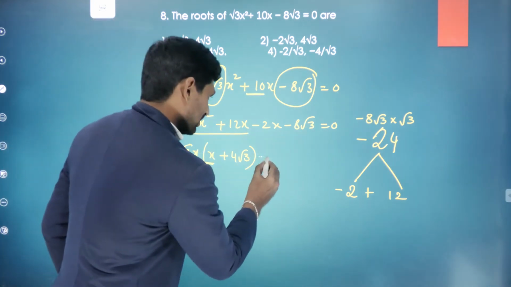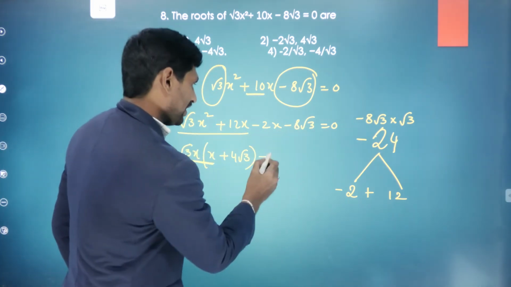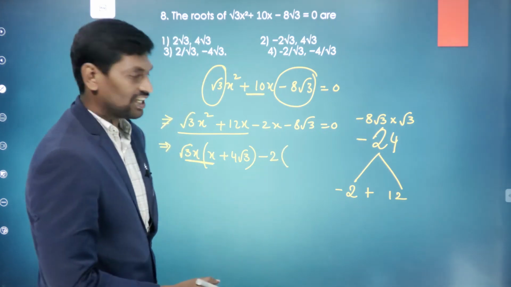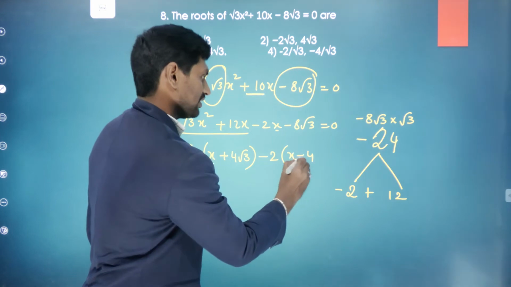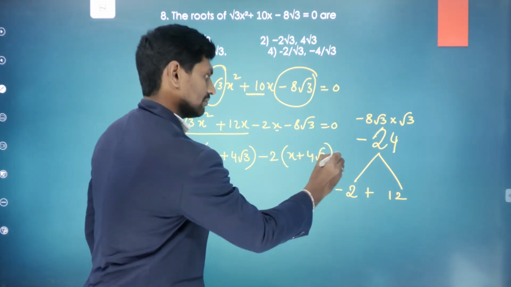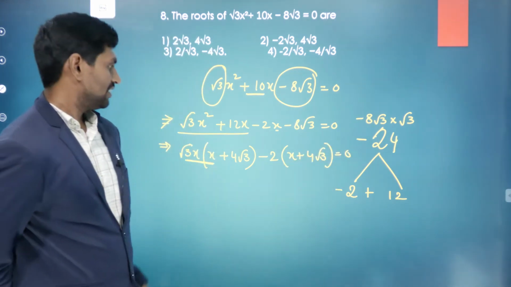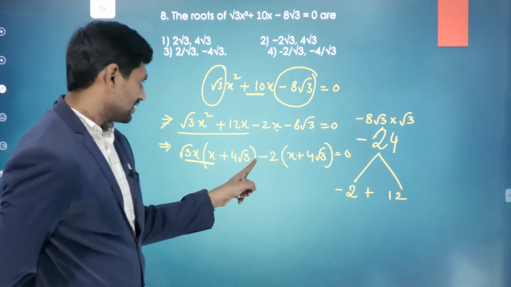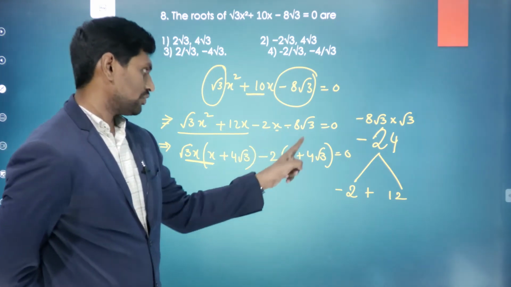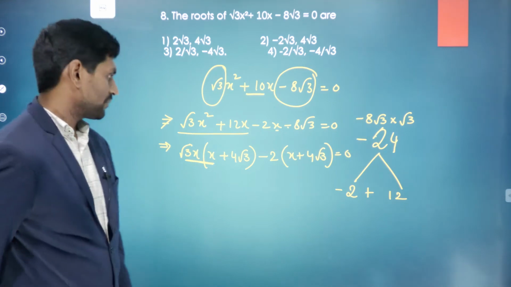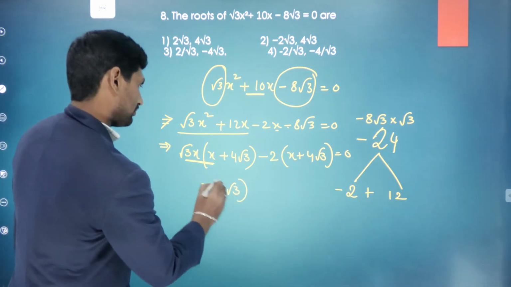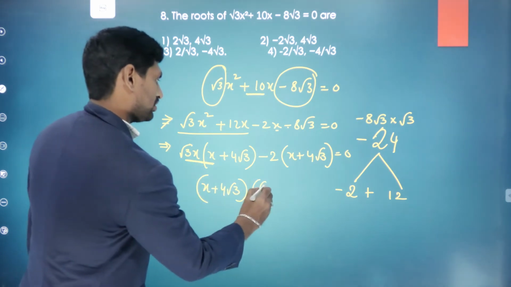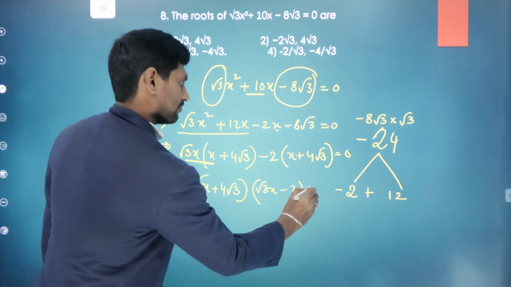Same way, we can see 2 in both of them. I am taking minus 2 as a common. Still what is remaining here? X. Here 4 root 3. Okay na? Minus 2 into x, minus 2x. Minus into plus, minus 2 4s 8 root 3. Now x plus 4 root 3 common. Here what is remaining? Root 3x minus 2.